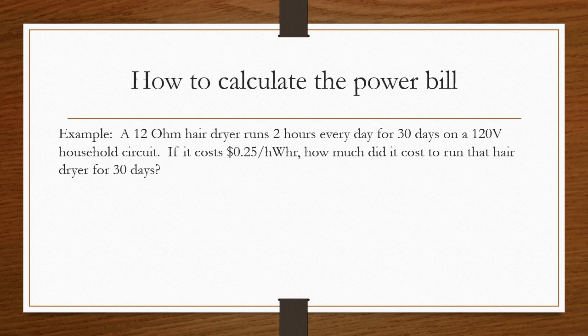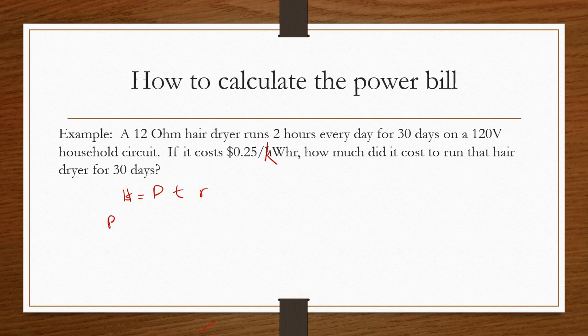For an example, if a 12 ohm hairdryer runs 2 hours every day for 30 days on a 120 volt household circuit, it costs 25 cents per, whoops, that should be a kilowatt hour, not watt hour. Change that to a K. How much does it cost to run that hairdryer for 30 days? Okay, so it seems like a complicated question. It's really not.